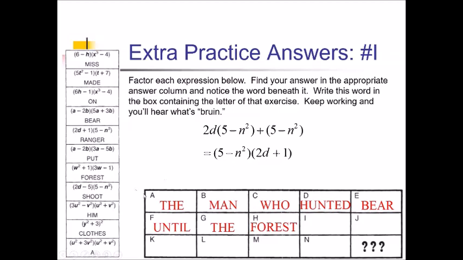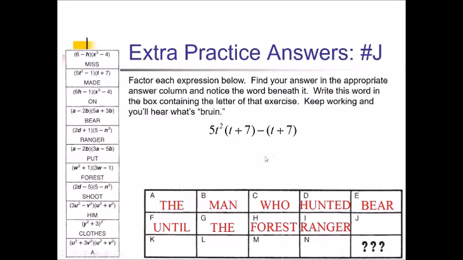You got to be careful, because here we have a 5 minus n squared, but it's the wrong other factor. Going further up, 2d plus 1, 5 minus n squared, that's what we're looking for. So we've got forest ranger. So the man who hunted bear until the forest ranger, so this is actually looking like we've got some of the right answers here.